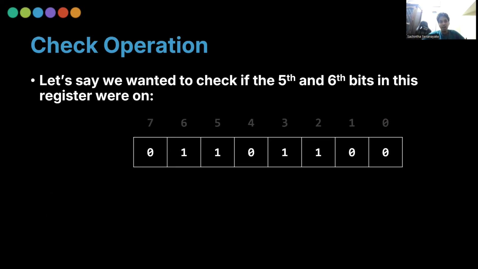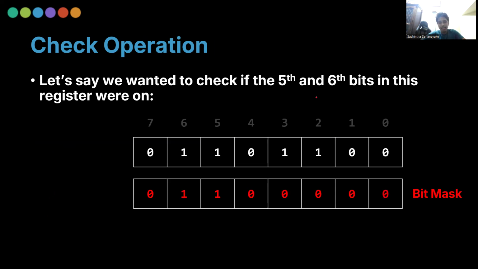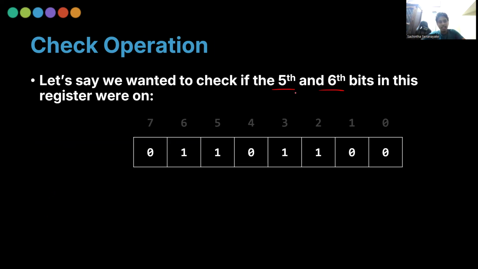We'll start off with the check operation. Let's say that we wanted to check if the 5th and 6th bits in this register were on. What are the 5th and 6th bits? That's this bit and this bit here. Now, at a glance, it looks like these bits are on. But let's say we want to programmatically ensure that these 2 bits are on. How exactly do we ensure that?